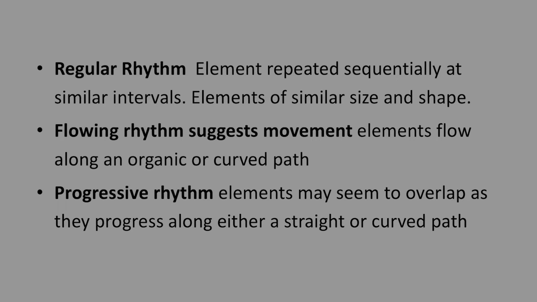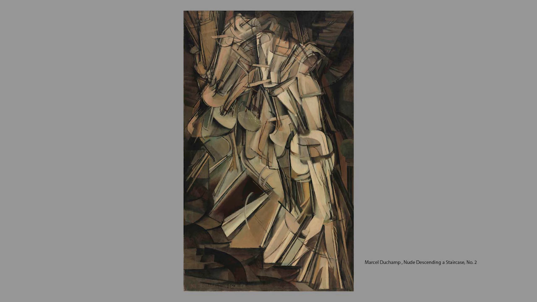Regular rhythm is when an element is repeated sequentially at similar intervals and in a straight line, for example a fence line. The elements may be of similar size and shape. Flowing rhythm suggests movement, that is, the elements may be moving along a more organic or curved path. With progressive rhythm, the elements may seem to overlap as they progress along either a straight or curved line. Progressive movement is evident in the work of the cubists and suggests moments of frozen movement.